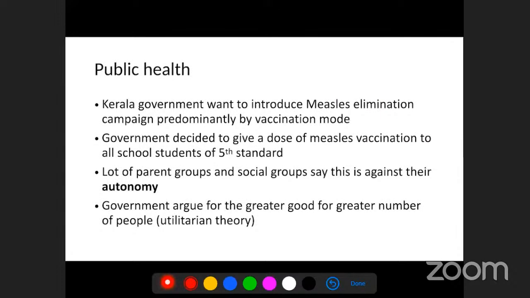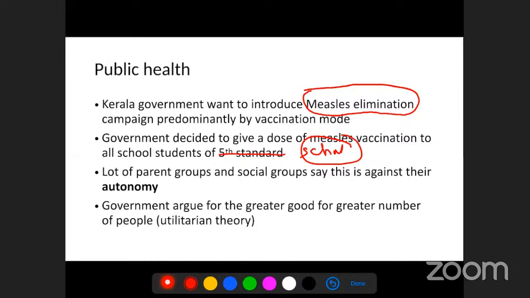Now, the third area that I mentioned was public health. If you remember, the Kerala government and all over the country, India, we were having a measles elimination campaign, where students in the school were given the measles rubella vaccination, the MR vaccine.